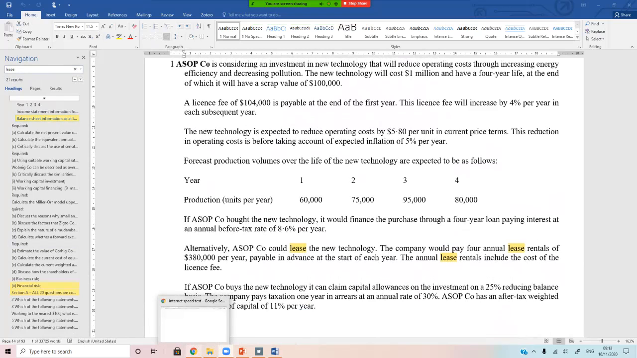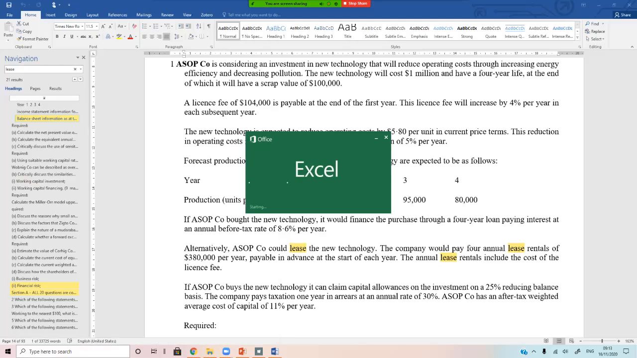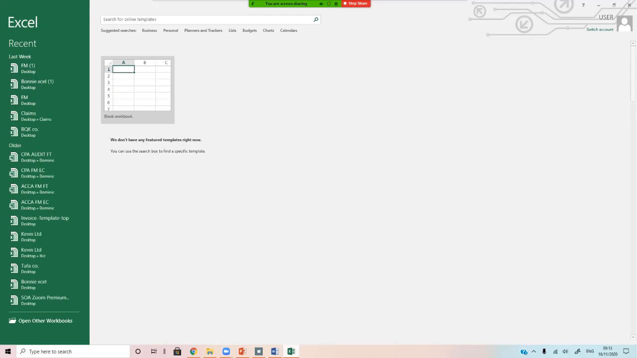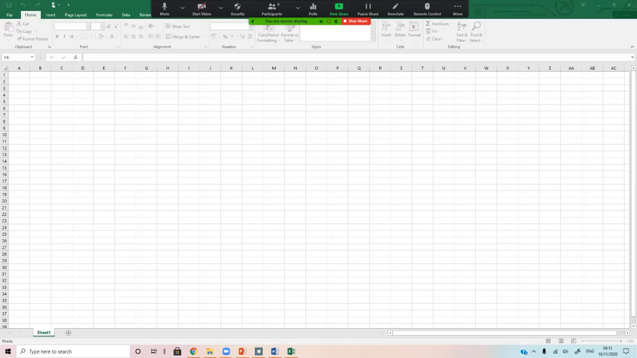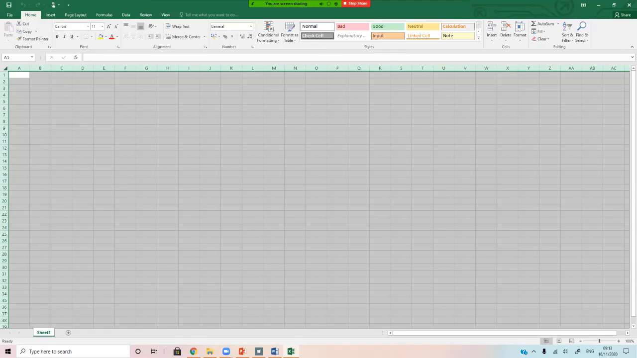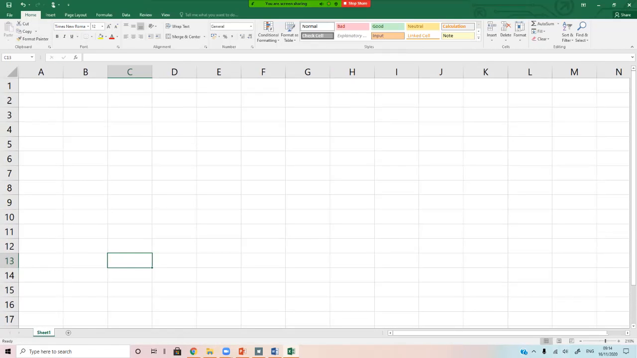Okay, let's attempt to read together. Okay, and I lose Excel. Okay, so you're being asked whether we should lease or buy the asset. So let's begin with the leasing alternative.